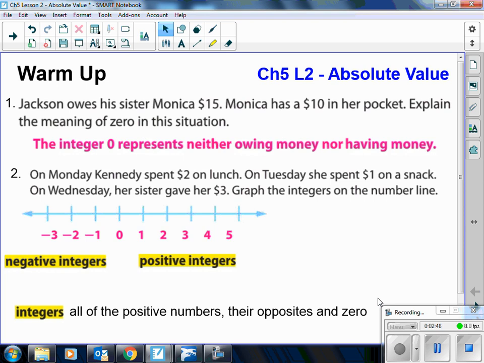So, if Kennedy spent $2 on lunch, is that a positive or negative? That's a negative 2. And what about she spent $1 on a snack? Negative 1, and her sister gave her $3. That's a positive. Very good. So this is what it looks like when you graph it on the number line.